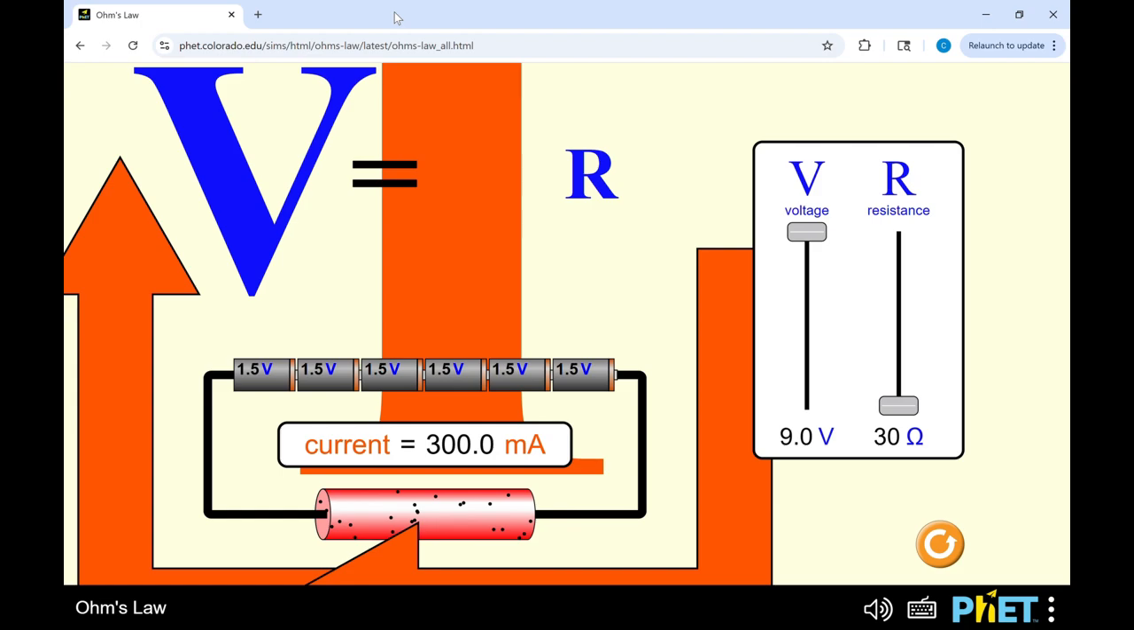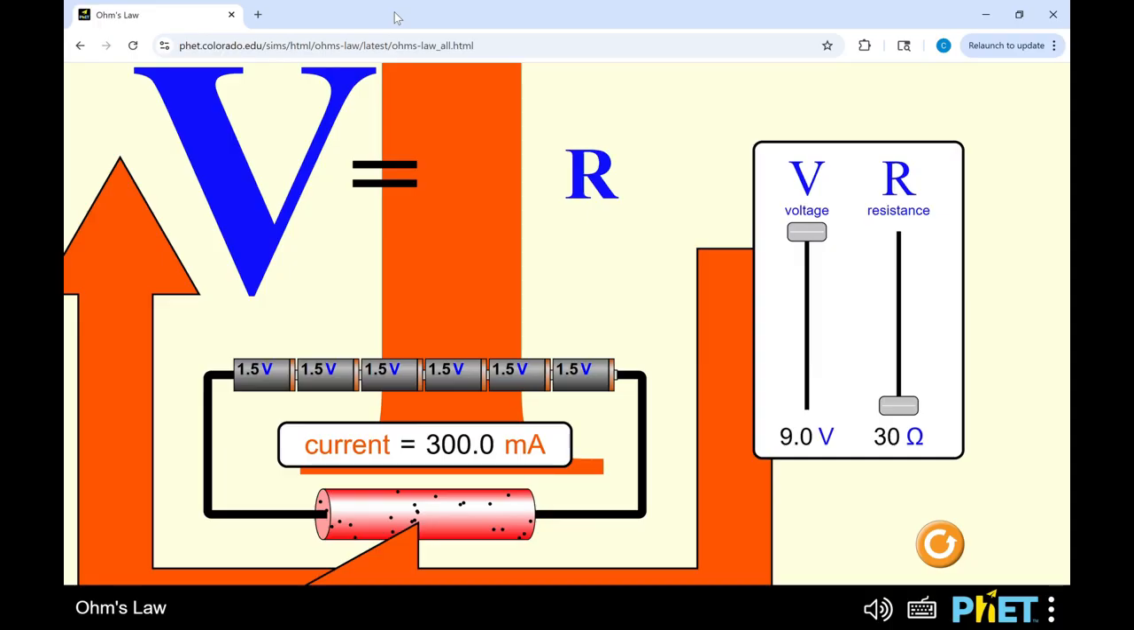As long as we know two of the three parameters, we can rearrange Ohm's law to calculate the unknown variable. For example, if we know that our voltage is 9 volts and our total resistance is 30 ohms, we can input these values into the simulation and it would calculate a current of 300 milliamps.